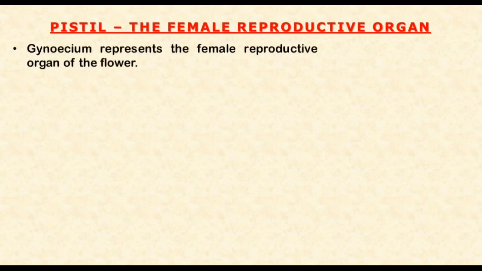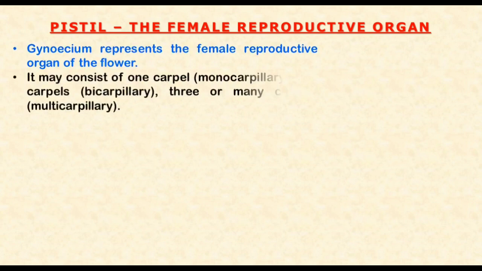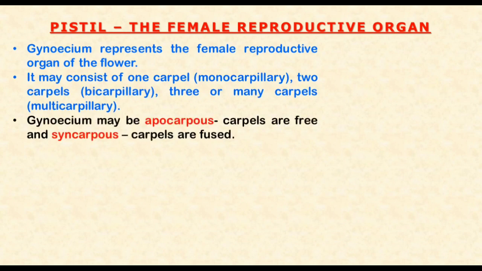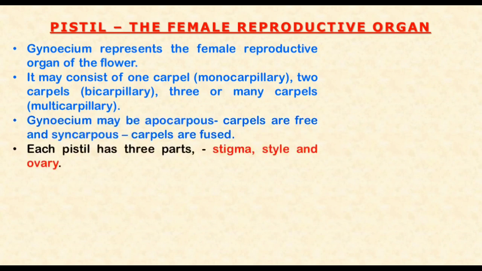Gynoecium represents the female reproductive organ of the flower. It consists of one carpel. If it consists of one carpel, it is called monocarpellary. If two carpels are present, it is called bicarpellary. If three or more carpels are present, it is known as multicarpellary. Gynoecium may be apocarpous if the carpels are free, and syncarpous if all the carpels are fused.